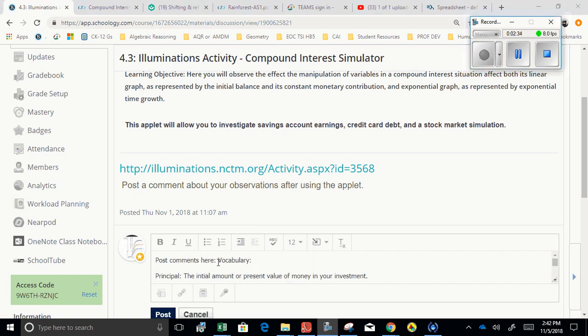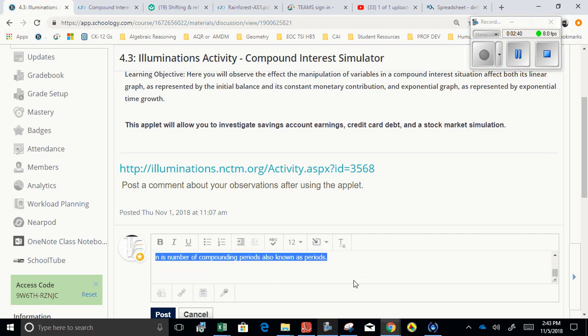Post comments here. Let's start with vocabulary. The first idea you have to understand is that the basic formula, the exponential model, is y equals a times b raised to the x. Specifically, in finance, PV equals, a future value.